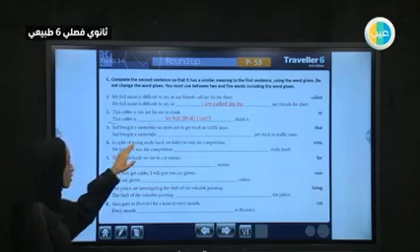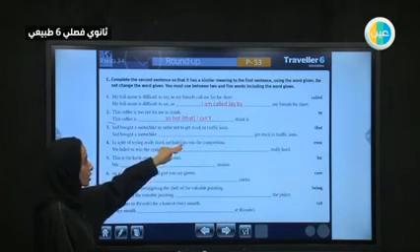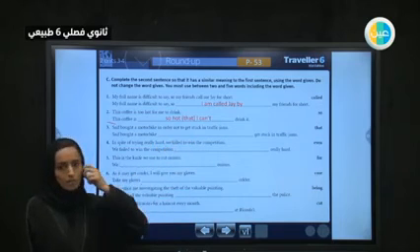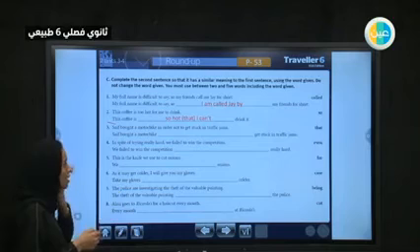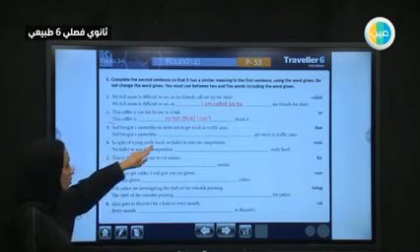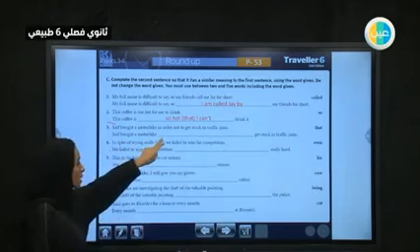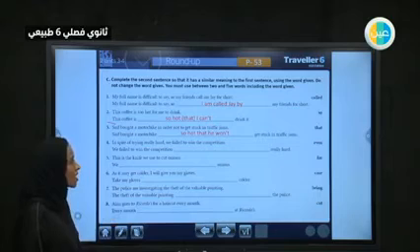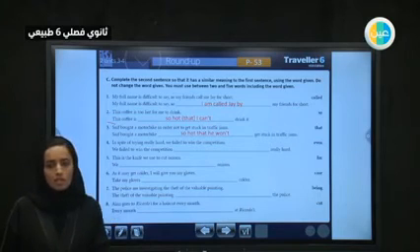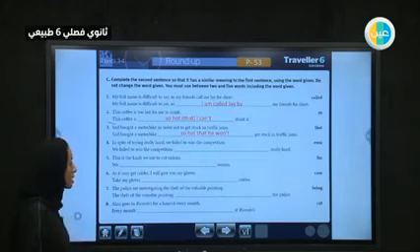Saif bought a motorbike in order not to get stuck in the traffic jam. It is very crowded, so he decided that he would buy a motorbike. We will use "so that", a reason. Saif bought a motorbike. Why? So that he won't get stuck in the traffic jam. So that he won't get stuck.